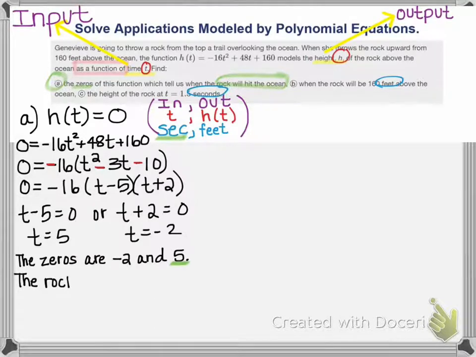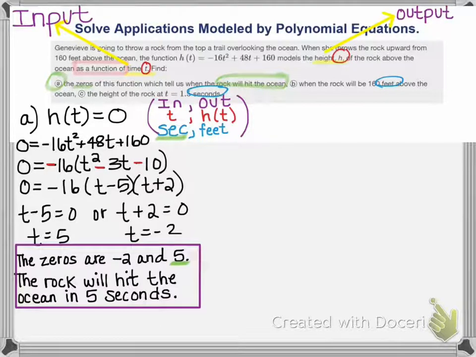But in terms of the height of this rock, we say the rock will hit the ocean, which means the rock's height will be 0 in 5 seconds. So the zeros are negative 2 and 5, but the only one that really makes sense in this situation is the positive 5. Now, in terms of the graph, what this tells me is that I have two x-intercepts.